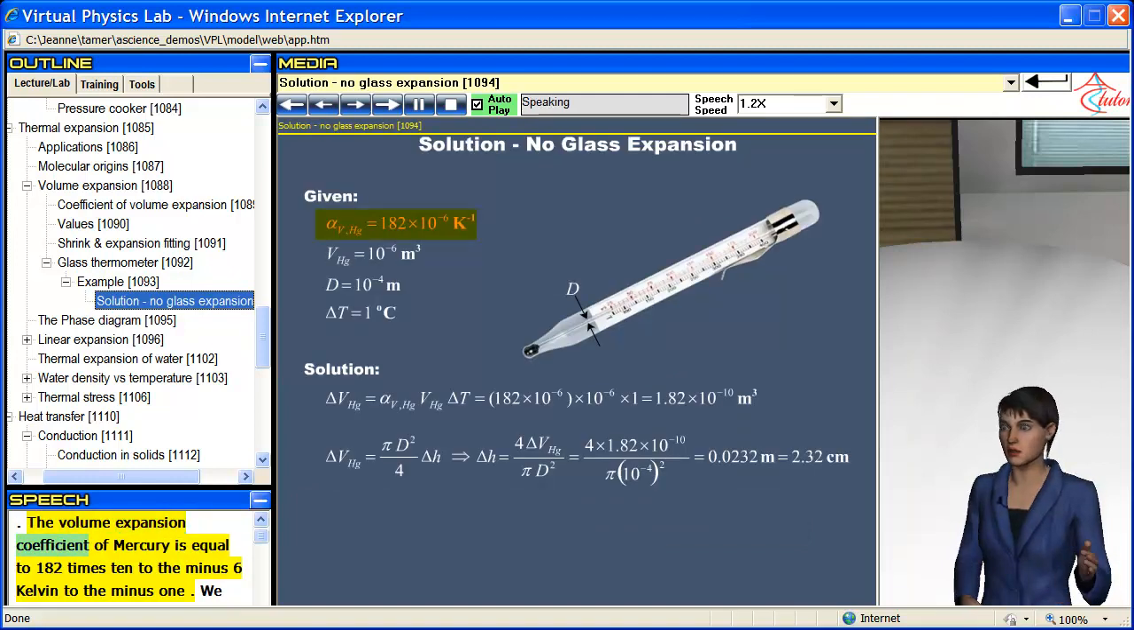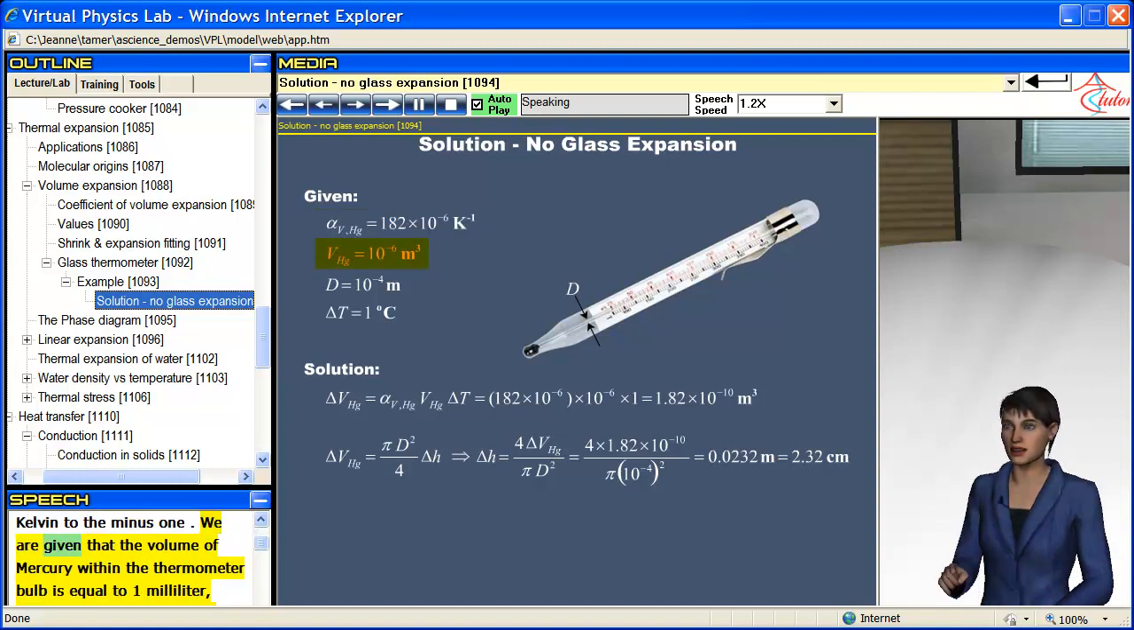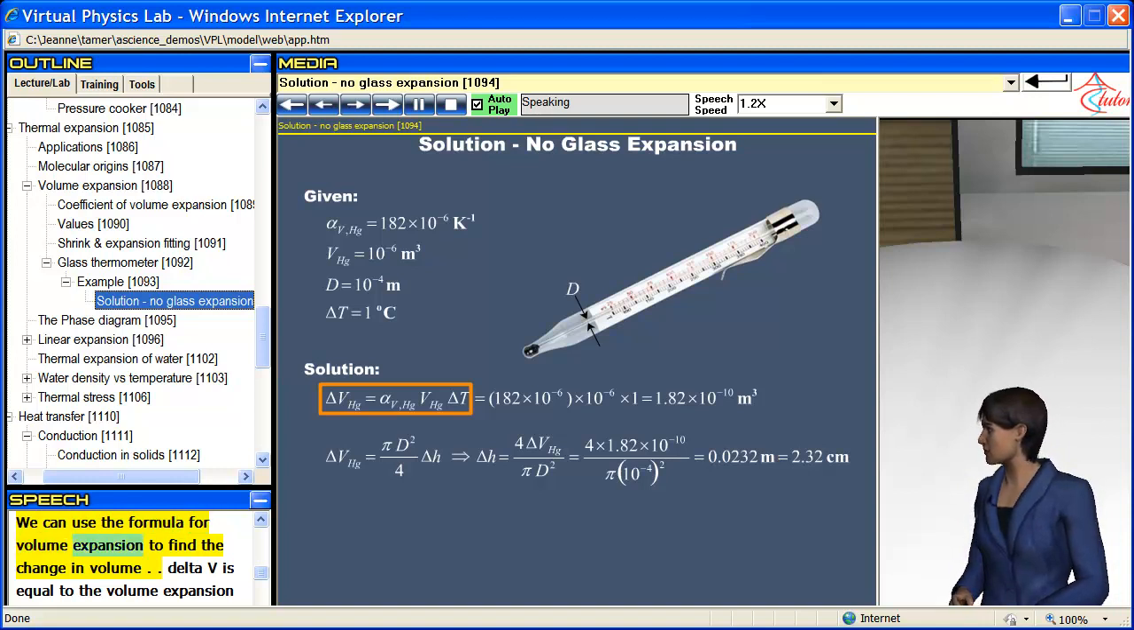The volume expansion coefficient of mercury is equal to 182 times 10 to the -6 Kelvin to the -1. We are given that the volume of mercury within the thermometer bulb is equal to 1 milliliter, which is 10 to the -6 meters cubed. The diameter of the thermometer's tube is 0.1 millimeters, or 10 to the -4 meters, and the change in temperature for which we should find a change in height of the mercury in the tube is equal to 1 degree Celsius.